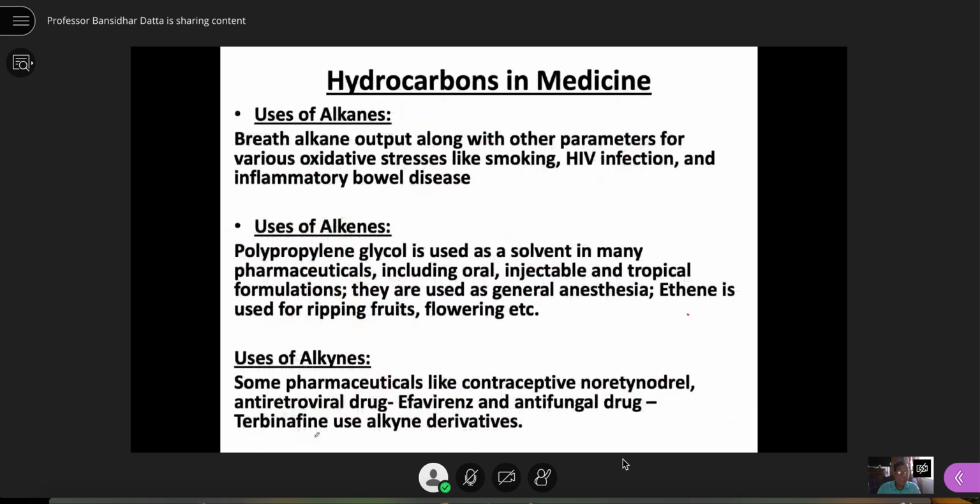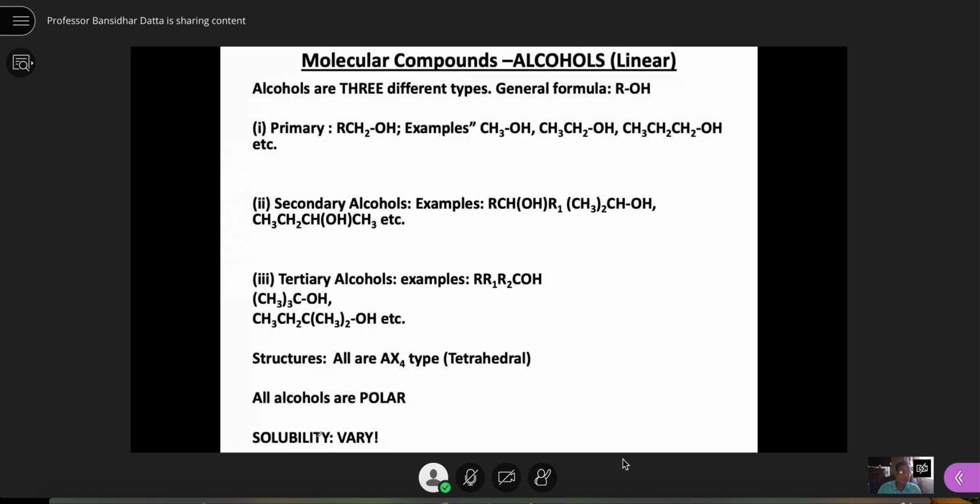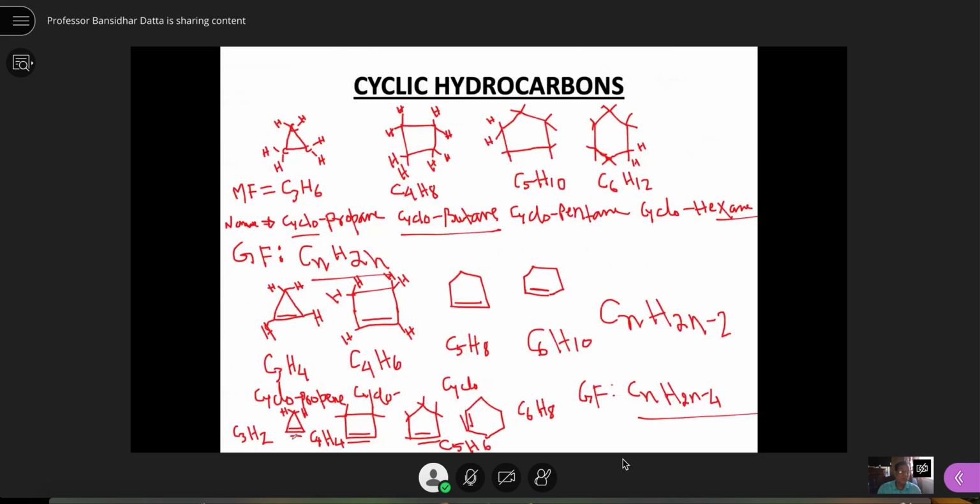I'm done with Minecraft. What's the name of the cyclo? First one, cyclo. Propane. Propyne. You already get the cyclopropene.